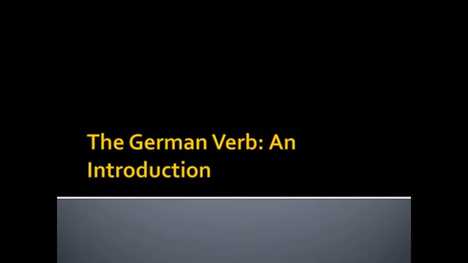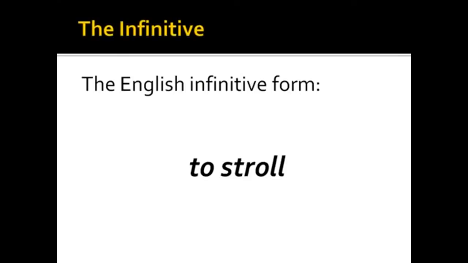I'm going to take a few moments now to introduce the German verb to you. There are going to be two things I'm going to be focusing on during this presentation. The first is the infinitive form, and from there we're going to move over to a discussion of present tense verb conjugations. So every verb has an infinitive form. In English, the infinitive form actually requires two components, to and then followed by the verb, to stroll, here for instance on the screen. Now what the infinitive form really is, it's just a subjectless action.